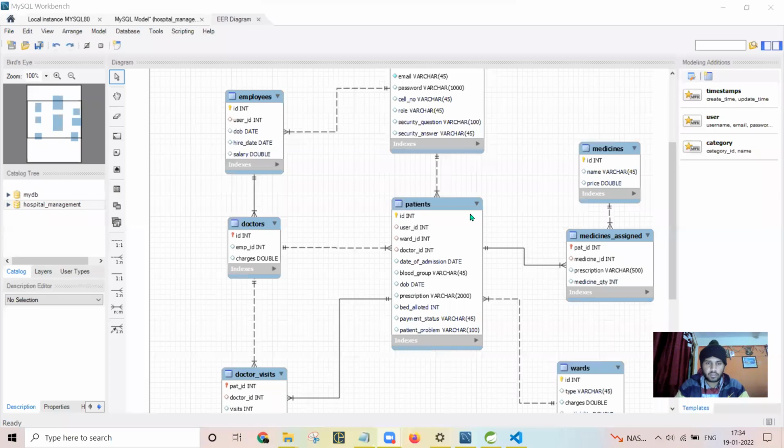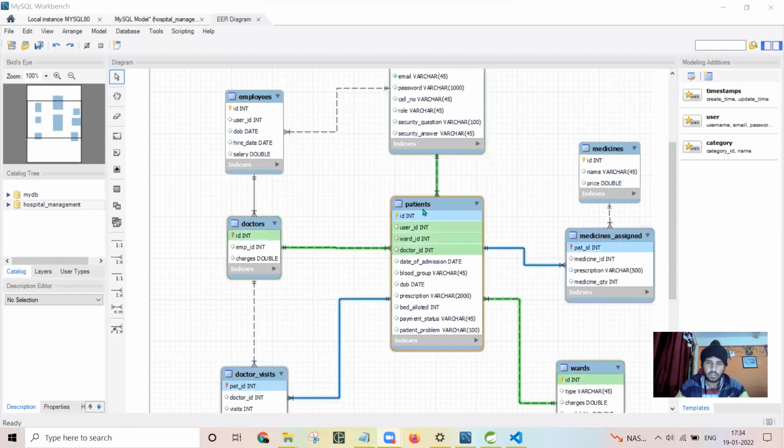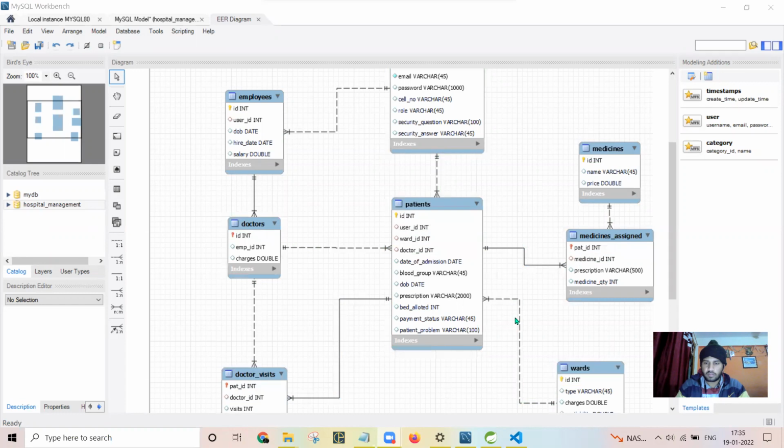Now let us have a look at the patient table, which is linked with the doctor table here. Then, a patient has medicine which is assigned by a doctor, and the ward in which he is staying.